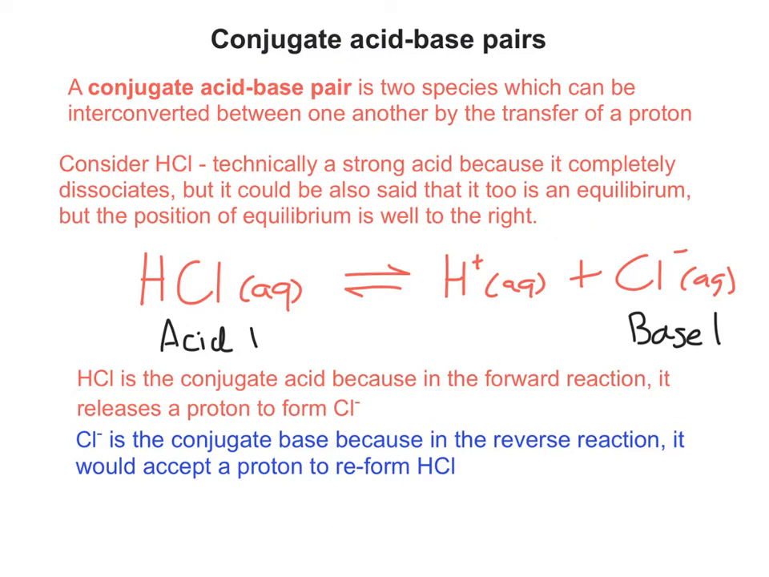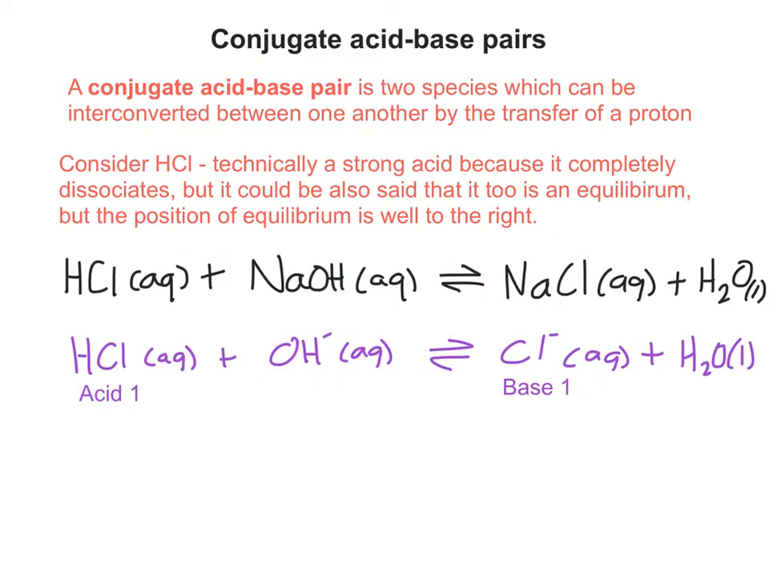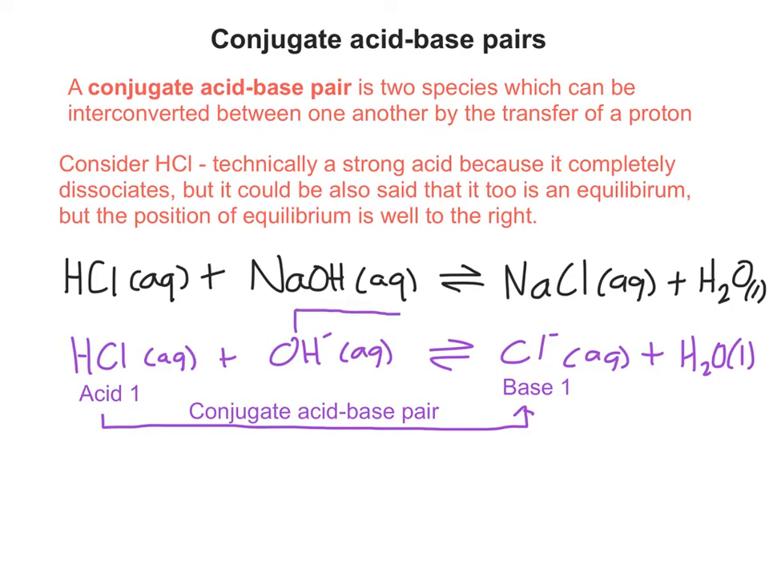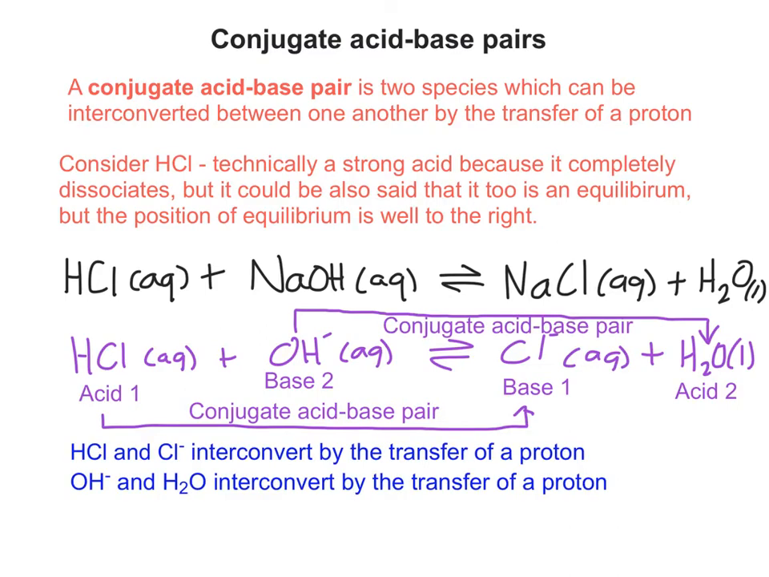Let's now look at what might happen if HCl is neutralized. So acid 1, which is HCl, loses a proton to become Cl-, which is now base 1. So that's a conjugate acid-base pair. At the same time, OH- from sodium hydroxide would pick up a proton to become water. So that becomes the second conjugate base-acid pair. So in other words, HCl and Cl- interconvert by the transfer of a proton, and OH- and H2O interconvert by the transfer of a proton.